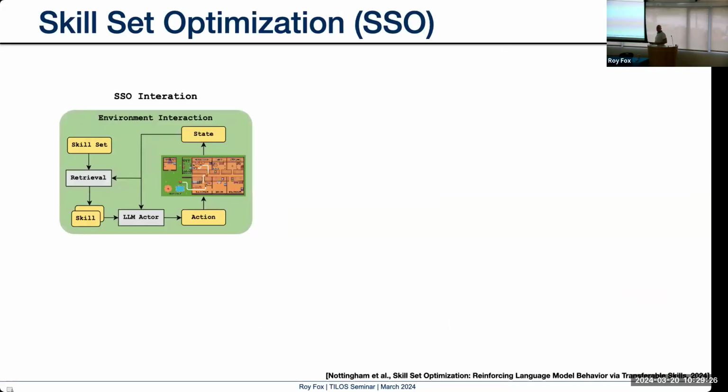So here's how it goes. We start with the interaction. We have the environment. It's producing a state for us, and now what we're going to do is use that state to look at the skills, a set of skills that we've trained previously.